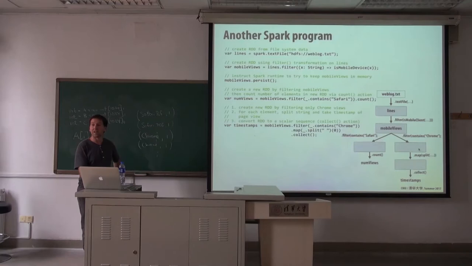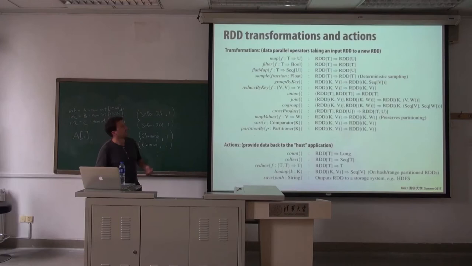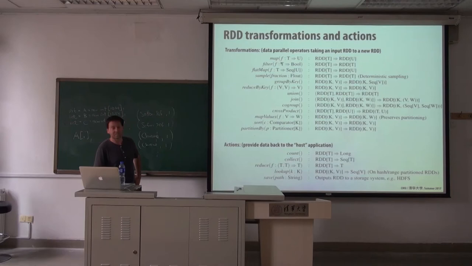So Spark gives me two things. It gives me the ability to create RDDs, and it gives me the ability to create new RDDs using any one of these RDD operators. So the operator map says if I have one RDD of type T, and I have a function that takes a type T to a type U, if I map that function onto all the elements of the RDD, I get a new RDD of type U. Filter is another example I showed you, which takes an RDD of type T to an RDD of type T. It just removes some of the elements from the RDD.